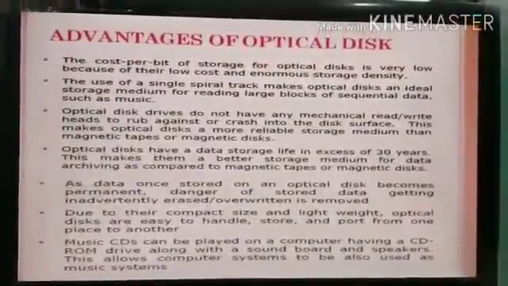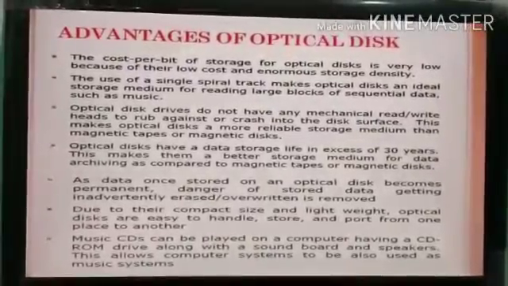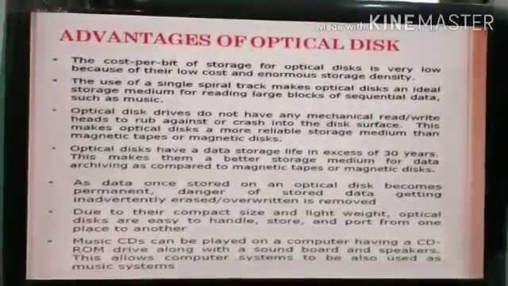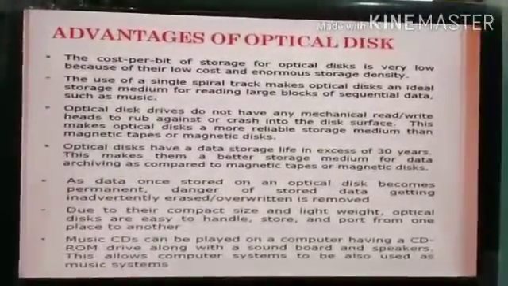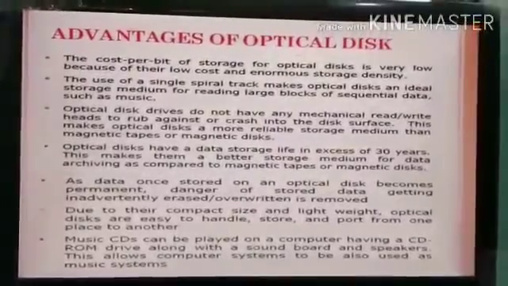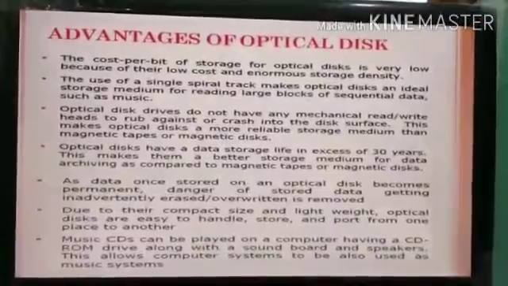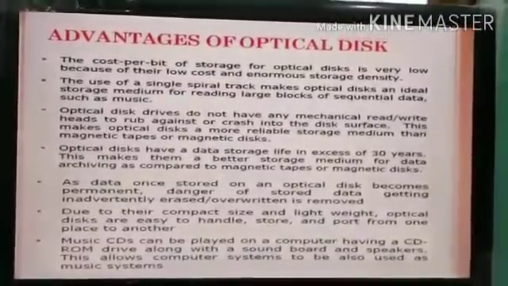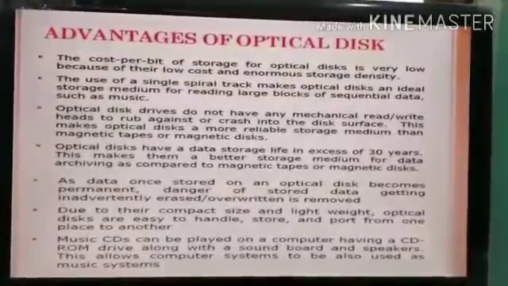Now, here are some advantages of an optical disk. The cost per bit of storage for optical disk is very low because of their low cost and enormous storage density. It means a large volume of data we can save, and the cost is very low compared to the magnetic tapes, compared to the floppy disk. That's why the optical disk is much more popular than the floppy disk or the magnetic tapes.